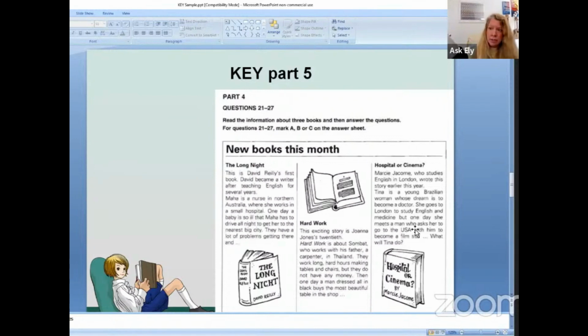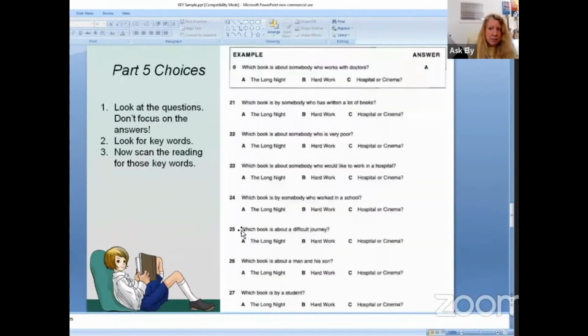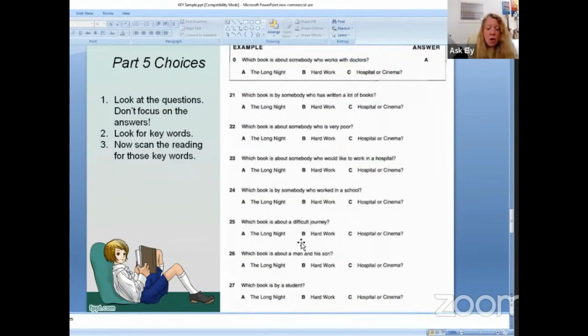That would be a long journey, but what will Tina do? It doesn't say that she went to the USA. She's saying, what will she do? It's a question. So we don't know if she went. I mean, she could have gone, but maybe she didn't. We don't know. But what we do know is that Maya has to drive all night. So A is the right answer. They have a difficult journey because they have to drive all night long.